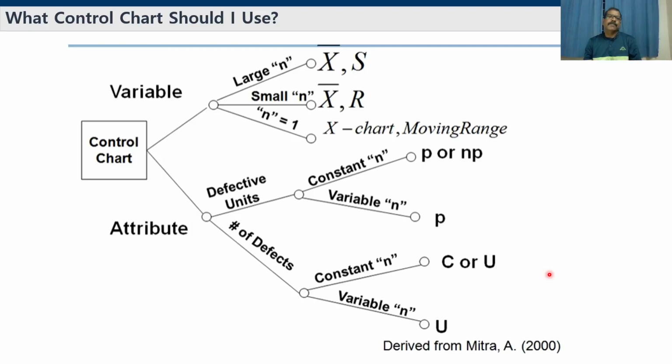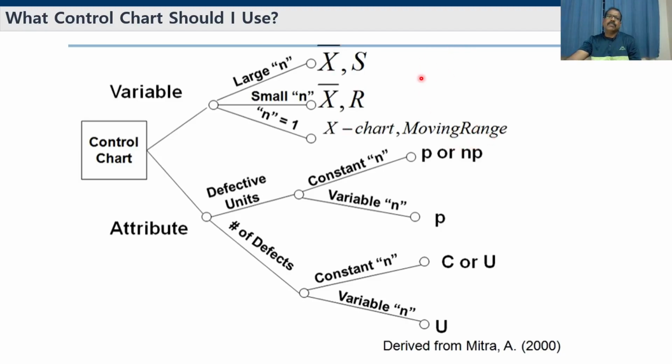You can use that. So control charts are classified as either variable or attribute, as I said. In terms of variable, you have a different number of charts: X bar and S chart, X bar and R chart, where R means range chart, X bar is the mean chart, and you can also have the X chart or moving average chart, like that.